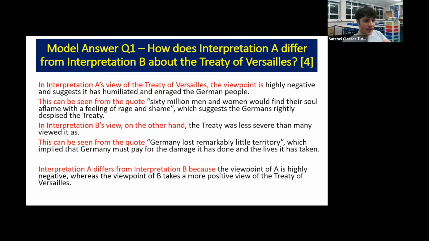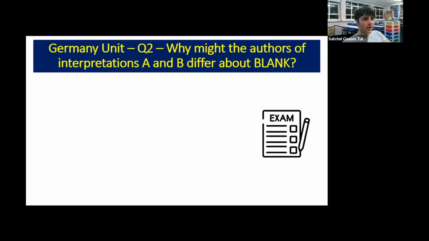Then we've got our summary sentence, really simple. Interpretation A differs from interpretation B because the viewpoint of A is highly negative, whereas the viewpoint of B takes a more positive view of the Treaty of Versailles. So that is question 1, guys. You've got your first 4 marker now in the bank. We now need to move on to question 2.